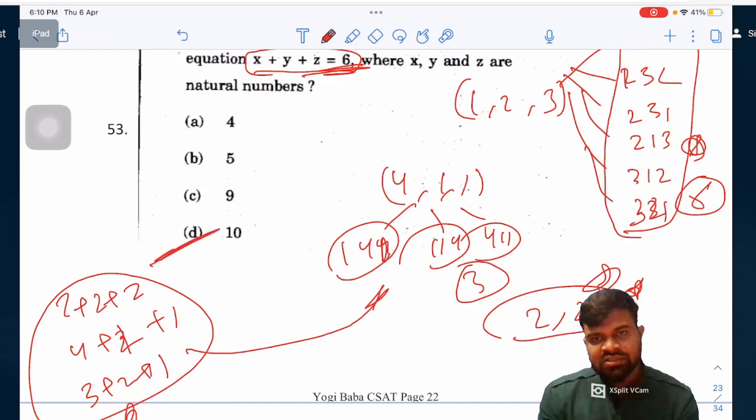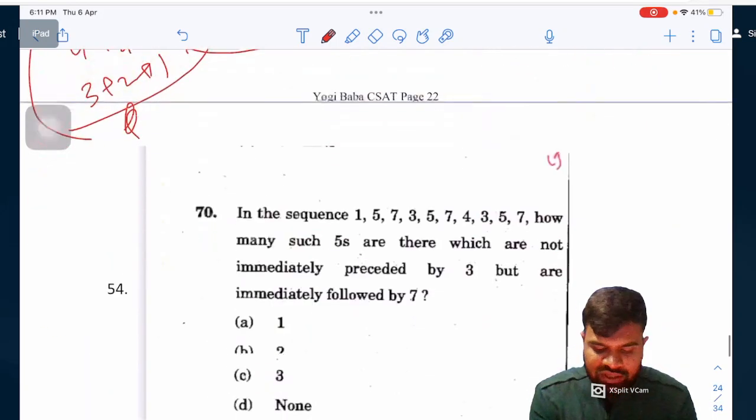And in such cases, you just have to arrive at the maximum number given in the options. If you are able to reach that, then that will be the answer.